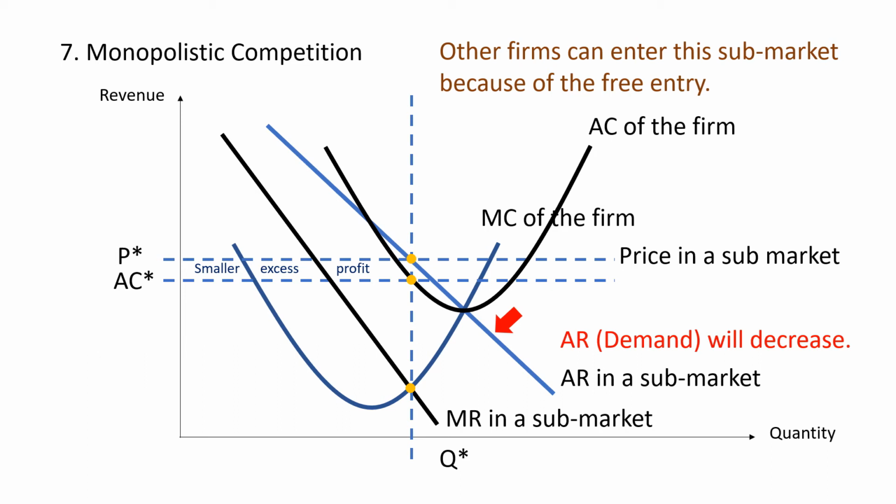You can see from the screen that AR, or the demand, would decrease. You may remember that AR and demand are the same. Therefore, the price would be lower, and the gap between the price and the average cost would be smaller. The result would be the smaller excess profit, along with the smaller size of the submarket.